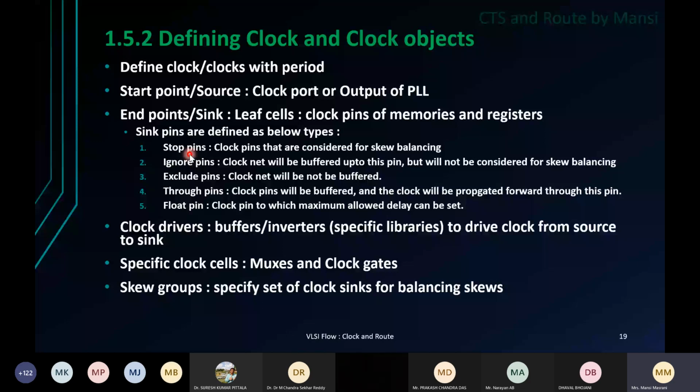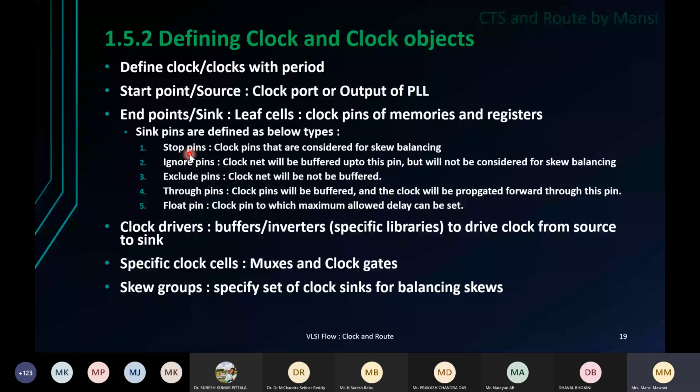Those are called stop pins. What are ignore pins? Some of the pins or flops to which I want my clock net to reach, but I don't want to balance it for skew because I'm not going to use that flop in my design at a later point of time. That's going to be a false path or something. So we call it an ignore pin. We tell the tool to please ignore this pin for skew balancing, but please buffer it.